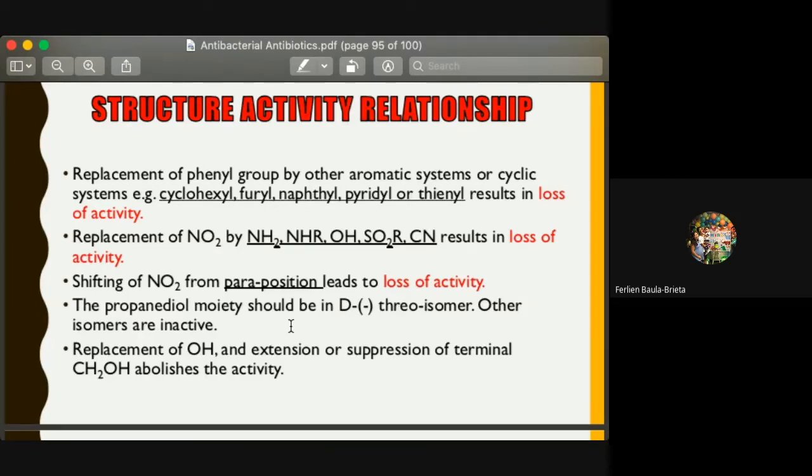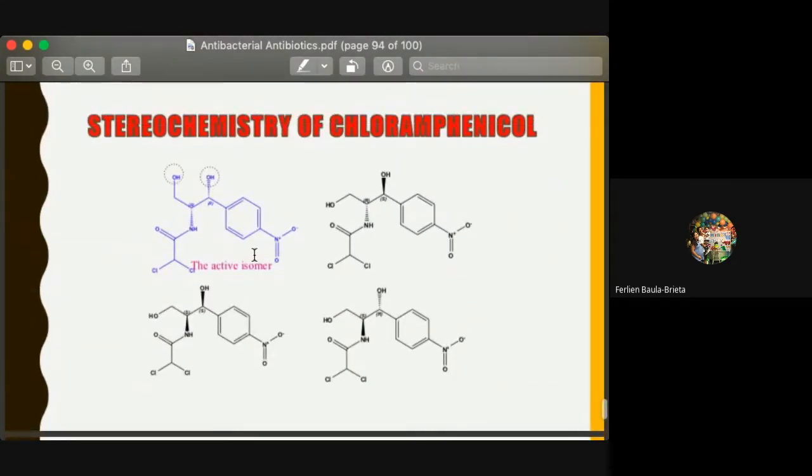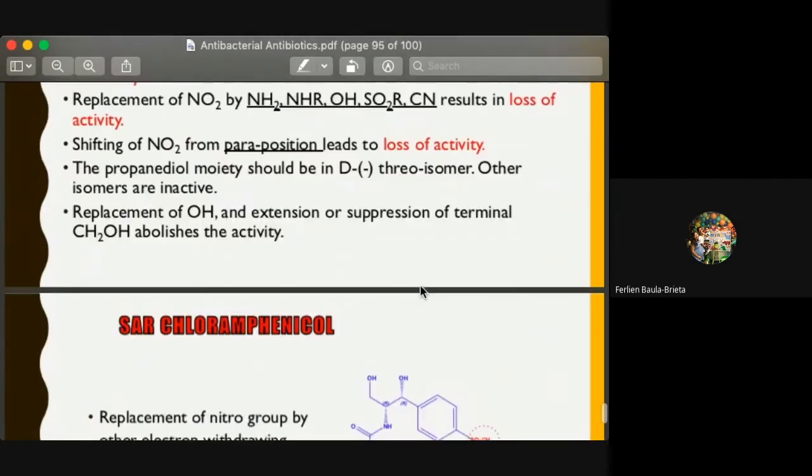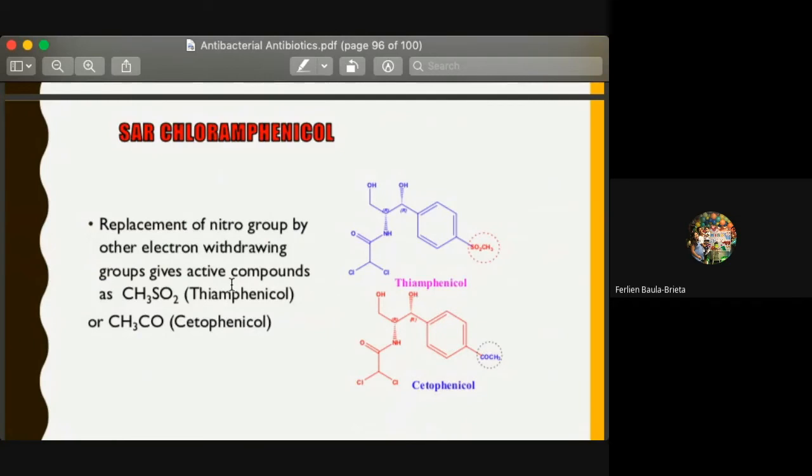And then replacement of hydroxyl and extension or suppression of terminal methyl alcohol, methanol abolishes activity. So in other words, you will not just add anything at all to retain its minimum antibacterial property. And then another one, replacement of nitro group by electron withdrawing group gives active compound. So this is what you have to take note.